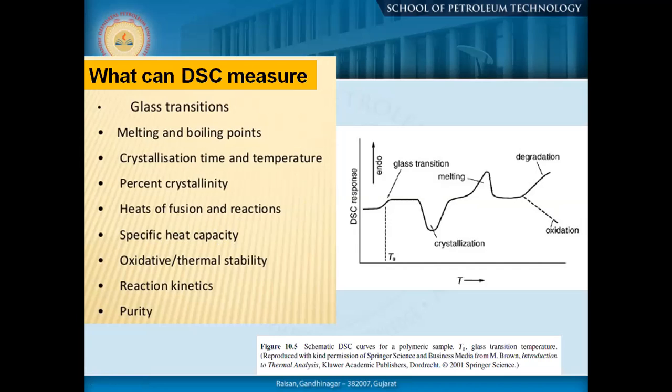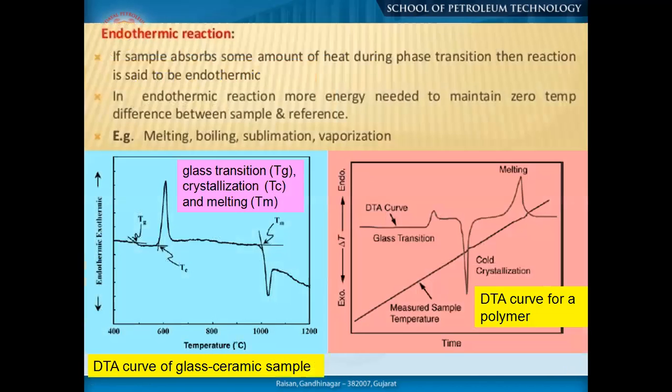And oxidative and thermal stability of a material, reaction kinetics and purity. So by getting all the information in a quantitative and qualitative way, we can understand the material which we are investigating. Okay. So now, what is endothermic?